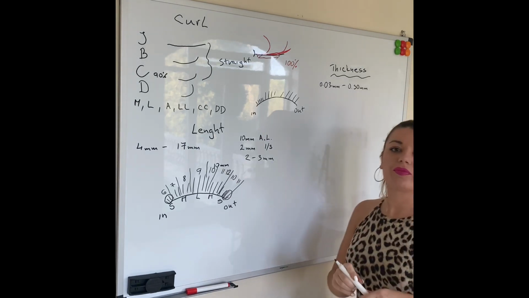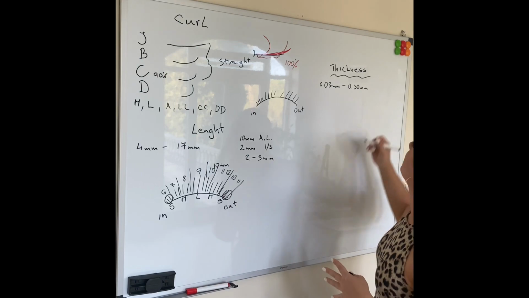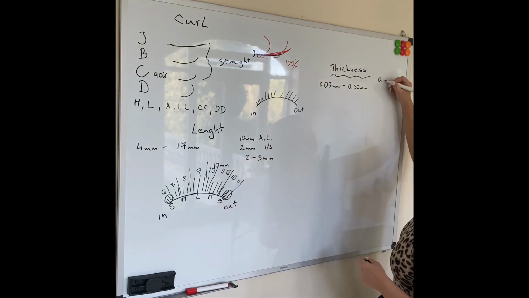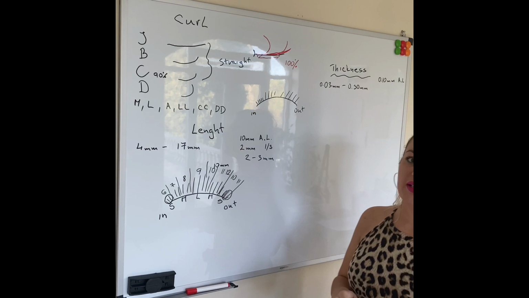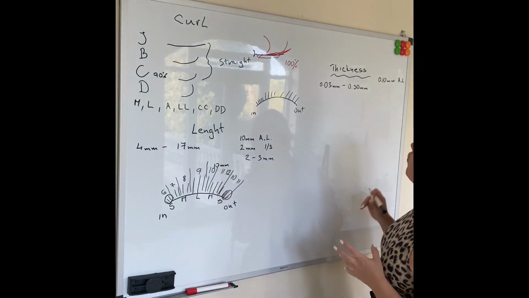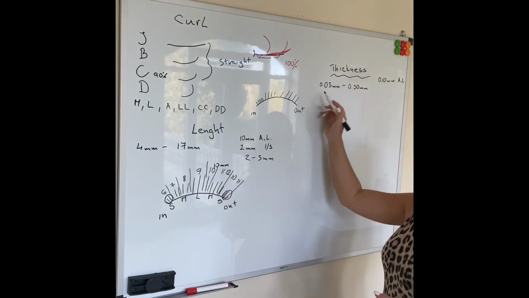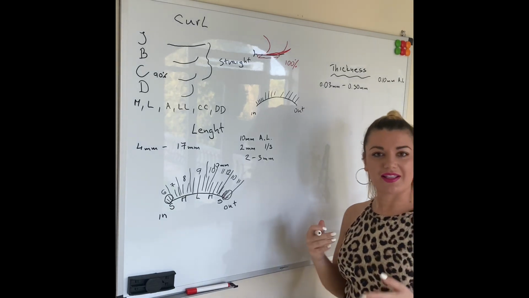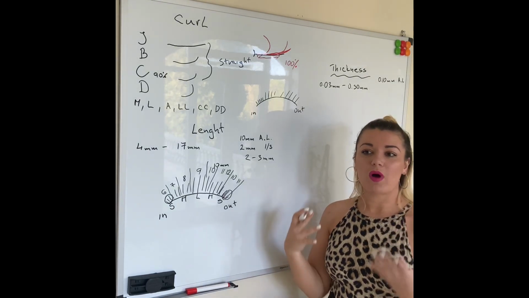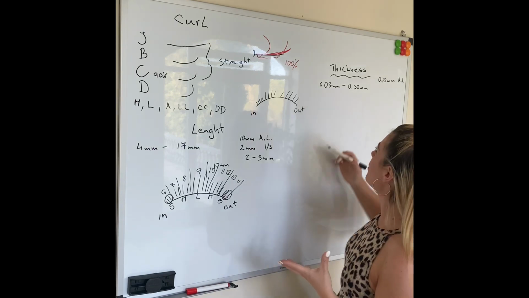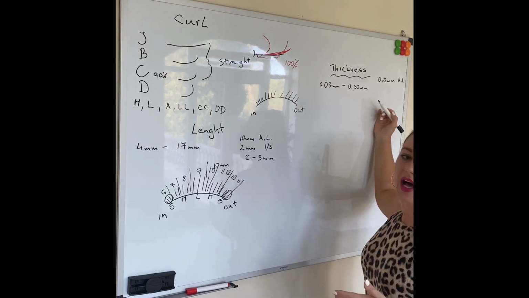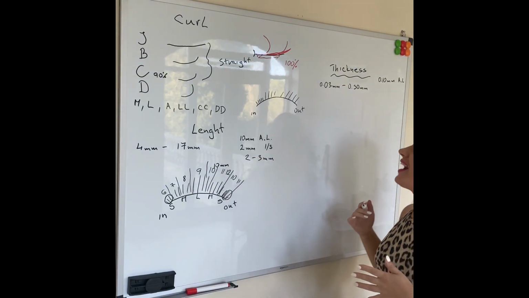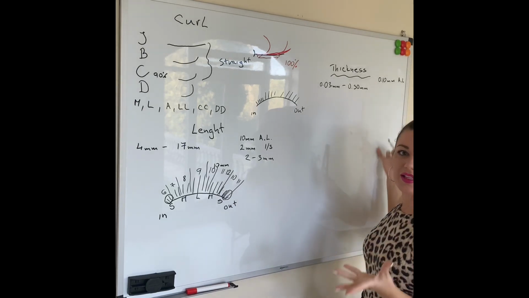Okay, so the average person has a natural lash around 0.10 millimeter thick. So why have they designed slightly thinner lashes? Why would you want to apply a thinner lash onto your client's eyes if her natural average lash is 0.10 millimeter in thickness?